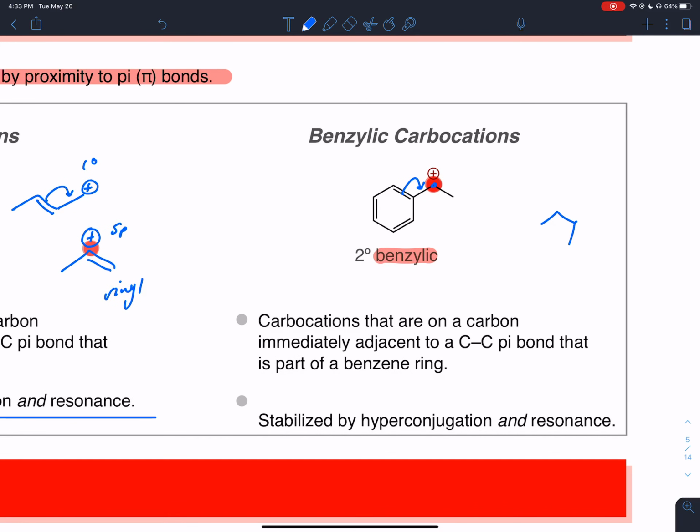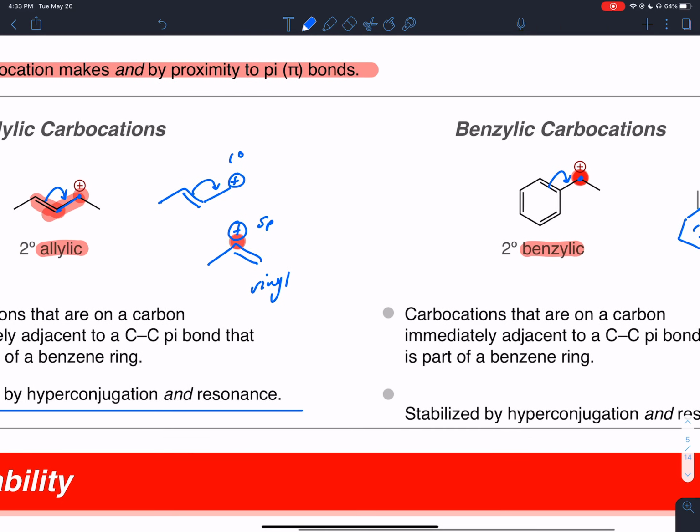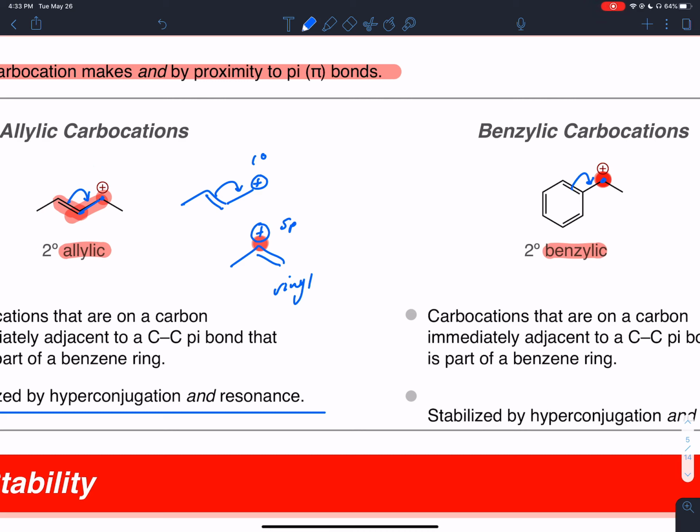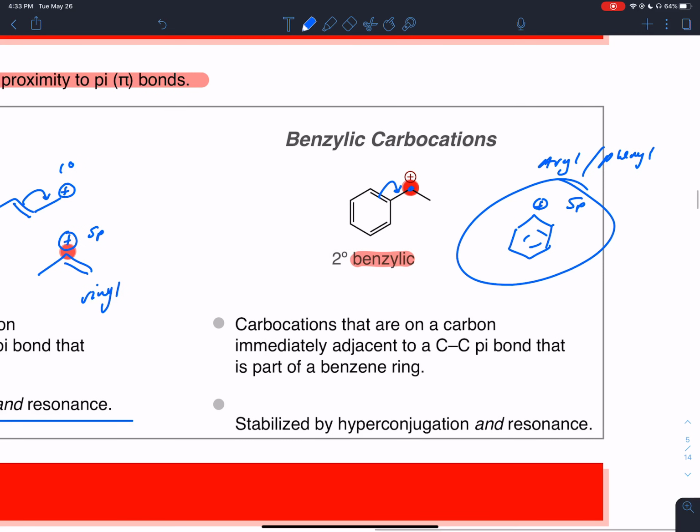Okay, kind of the evil, less stable counterpart here is what we could call an aryl, A-R-Y-L, or phenyl carbocation, okay, where the positive is directly on a benzene ring. Again, that would be sp hybridized. These are very unstable species, okay? Positive charge directly on a benzene ring, sp hybridization state. So we have allylic and benzylic. We love those. We have the resonance stabilization of the positive charge. Vinyl and aryl carbocations, no bueno.